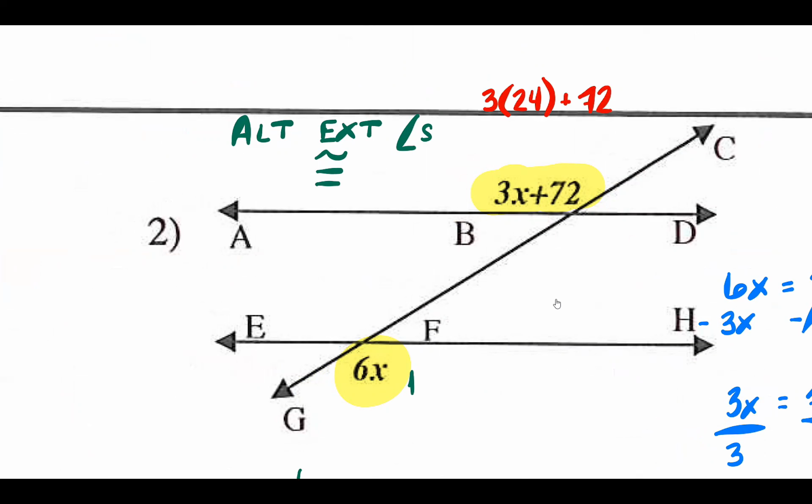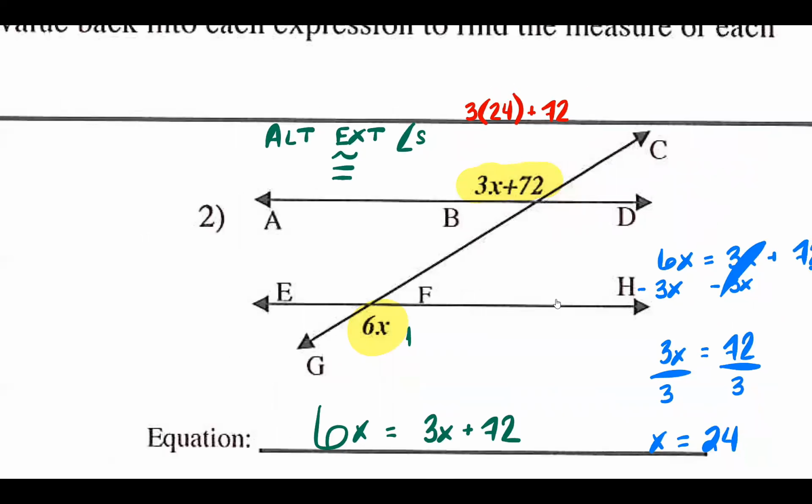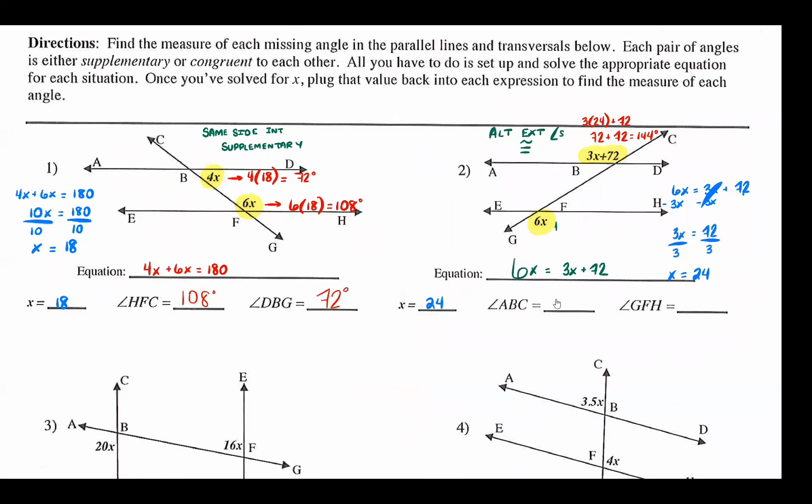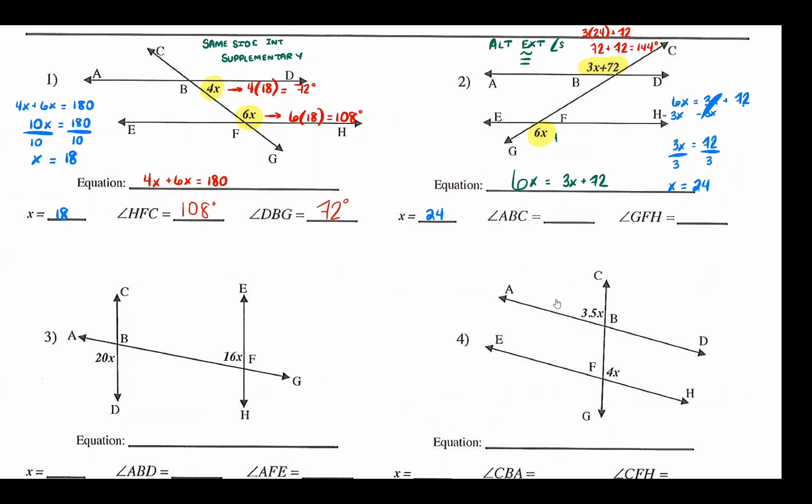So 3 times 24? 72. And 72 plus 72 is 144. All right, without doing any math, what must we get from angle GFH? We probably need to end up with the same one, GFH, sorry.